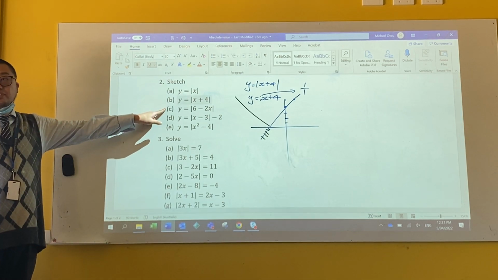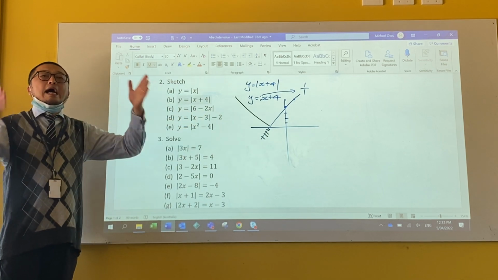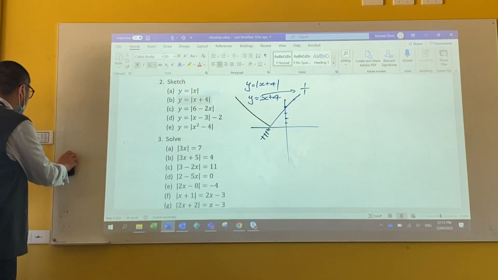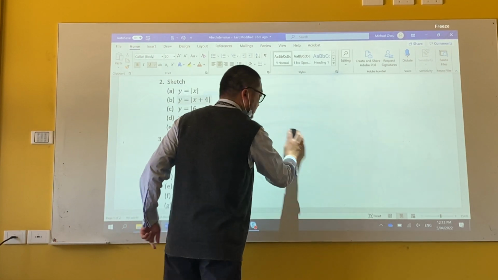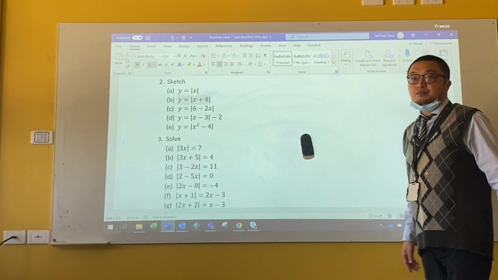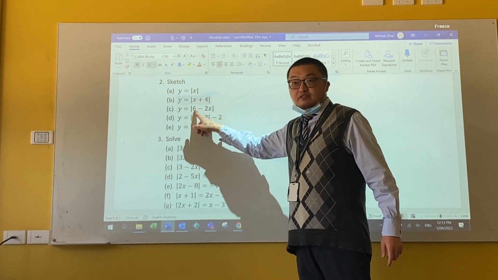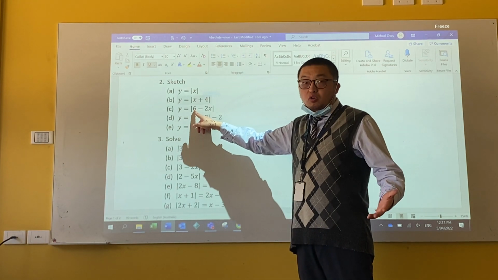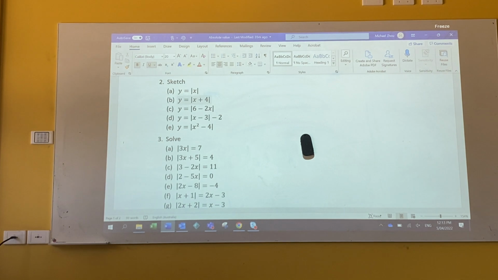See, similar thing, just a little bit more involved. 6 minus 2x, the absolute value of it. Give it a go. You can draw minus 2x plus 6 first, then take the absolute value, or you can do translation. Give it a go. Totally up to you which one you do. Alright?